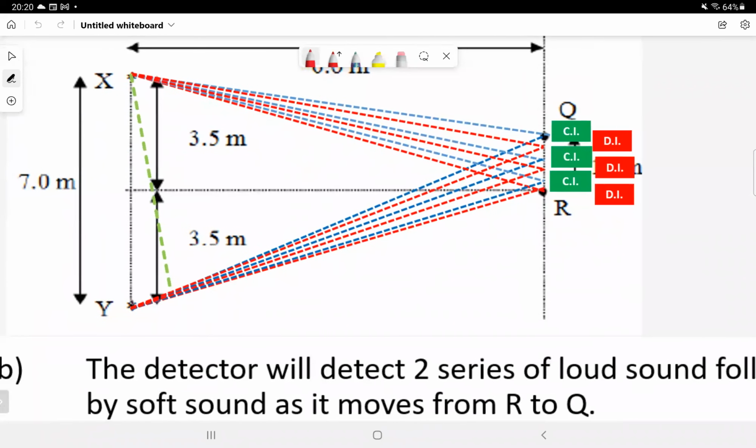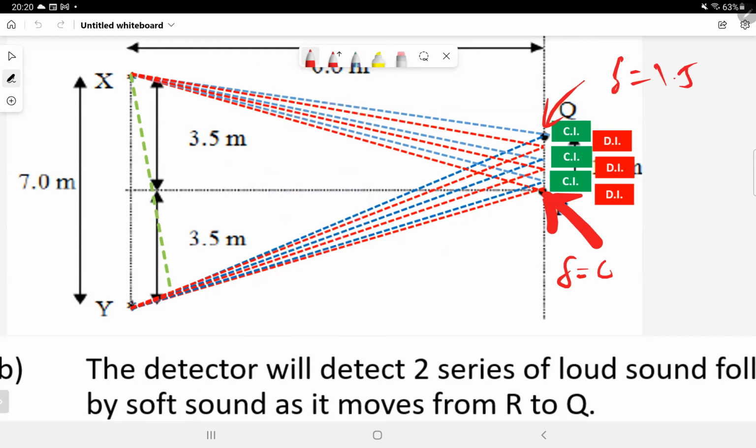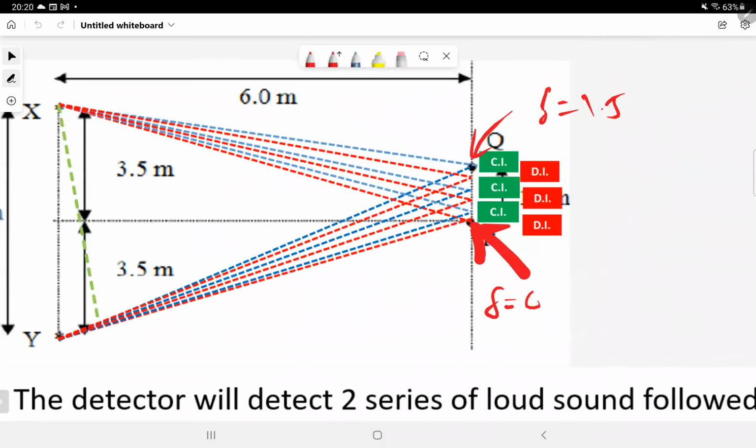We already know that R here, oh, where's my pencil bowl? Let me make it thinner. At this point, we have the path difference of 0. Okay, so the path difference is 0. At this point, the path difference is equal to 2.5 lambda.